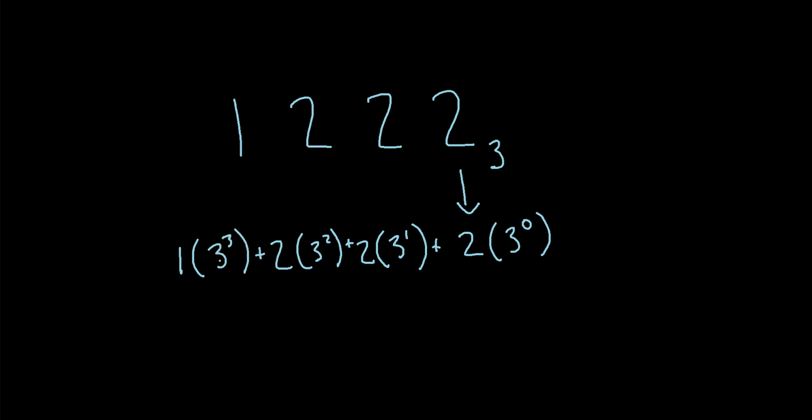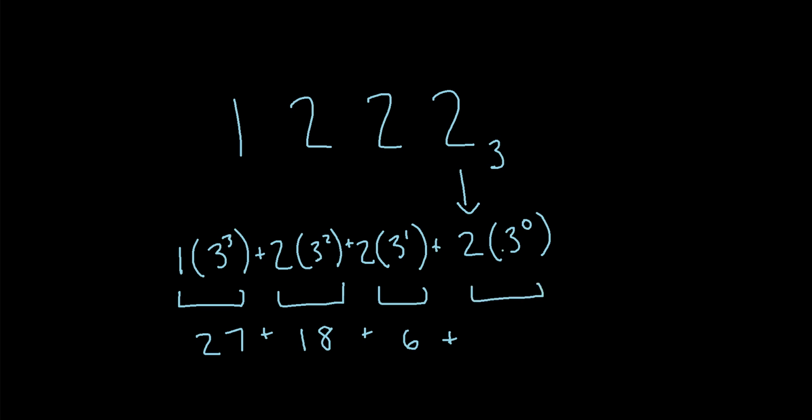So let's see what we get. So 3 to the third, that's 3 times 3 times 3, that's 27. So 1 times 27, that's just 27. Plus, we get 3 squared, that's 9 times 2 is 18. Plus 2 times 3, this is 6. Plus 2 times 1 is just 2. As our final answer, let's write 27 plus 18 plus 6 plus 2. Let's see what we get.